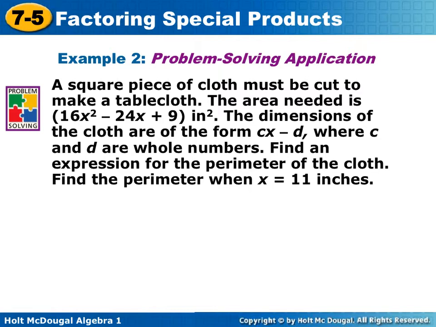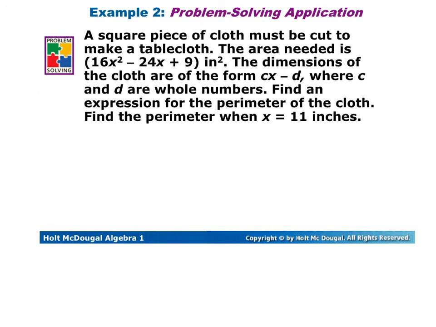All right, here is a word problem, and it says we have a square piece of cloth, and it's telling us the area. So here, all we're gonna do is factor this. And then after we factor it, we're gonna plug in 11 to find the perimeter. So notice 16 and 9, these are perfect squares. So let's go ahead and try to square root it instead of doing it the long way. So I'm going to get 4x, and then the middle sign is negative, so minus 3, the square root of 9.